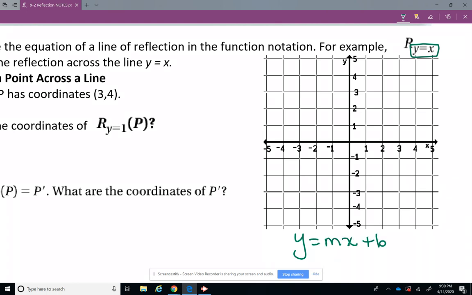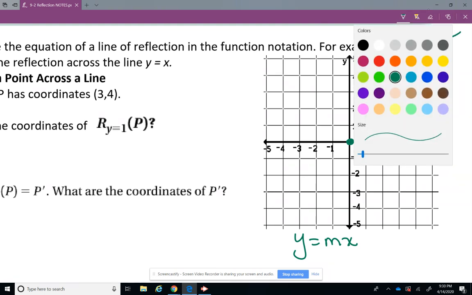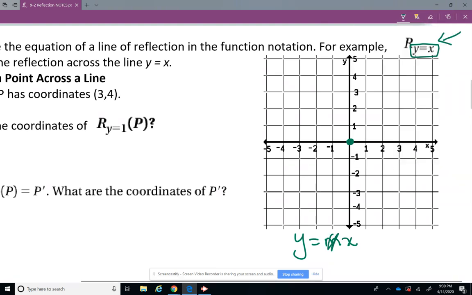Since there's not a b, and don't write what I'm fixing to write, okay? This is the y-intercept. There's not a b, so that b must be 0. All right? So the b is 0. Now, in front of this x right here is a 1. Well, that's the slope. Slope is 1. So that means rise 1, run 1, rise 1, run 1.